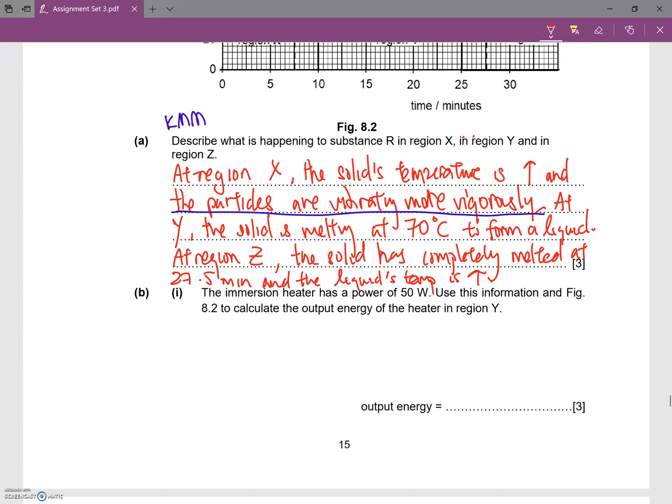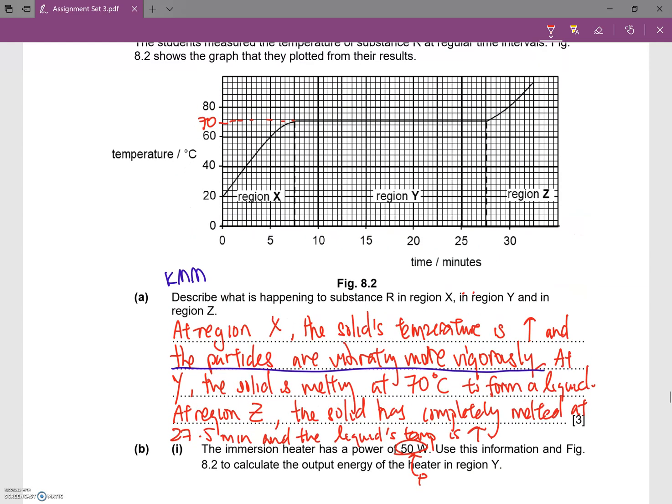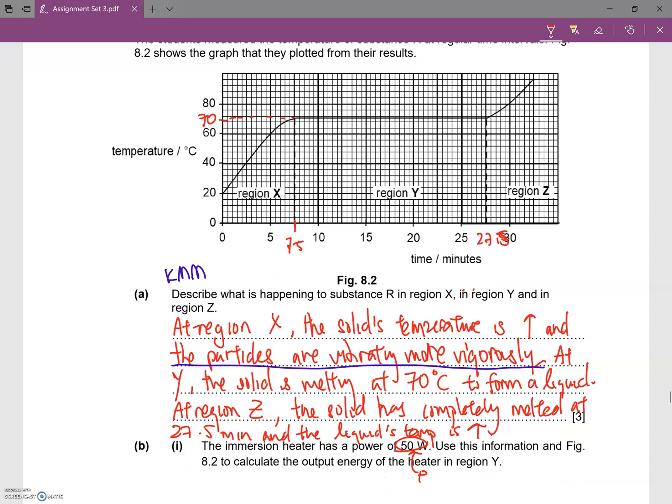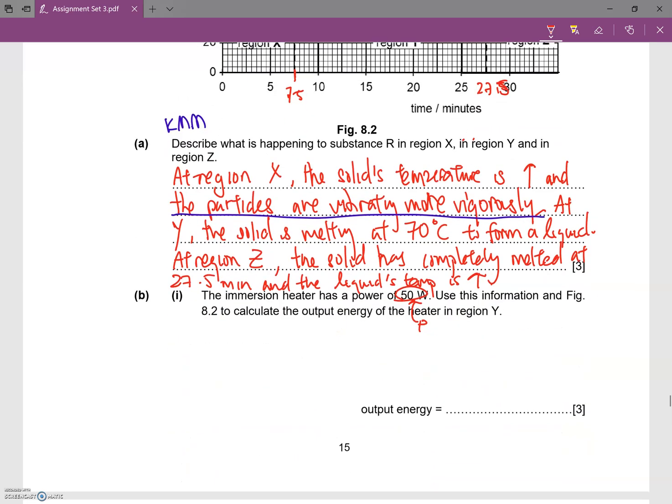B part 1, the immersion heater has a power of 50 watts. So 50 watts here is the power. Use this information and figure 8.2 to calculate the energy output of the heater in region Y. In region Y, we do know that it is from 7.5 minutes all the way to 27.5 minutes. So calculate the energy output in region Y.